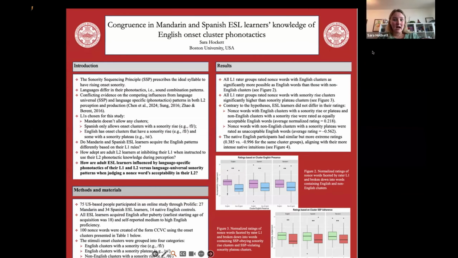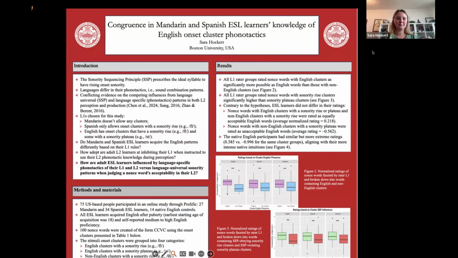There's been a lot of conflicting evidence from past research on how this SSP is acquired during first and also second language acquisition. Today I'm going to be focusing on L2 acquisition. Some research has found that you're actually going to learn the ones that follow this guideline, like onset clusters, so two consonants in a row, before you learn the ones that don't follow the rule. Other research has found that you acquire them at the same time, and still others have found that you acquire the ones that don't follow the rule first.